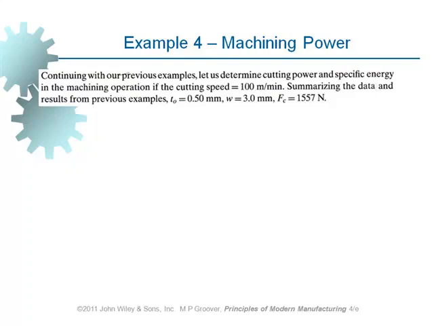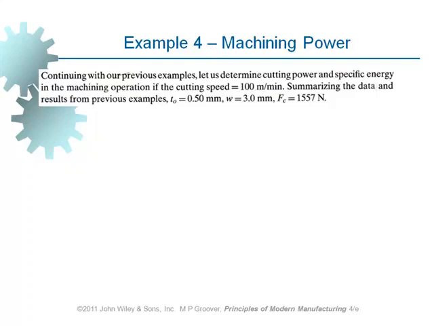Okay, now let's do another problem on the basis of these equations. We are continuing with those problems that we had in this lecture so far. We have to determine cutting power and specific energy, U and PC indeed. In the machining operation, if the cutting speed is that much, which is V, and we summarize data that we had from previous examples, TO, W, and FC are the values which are given. Take a note of what is in this slide, then I'm going to show you the equation sheet to make use of the right equations to do the problem.